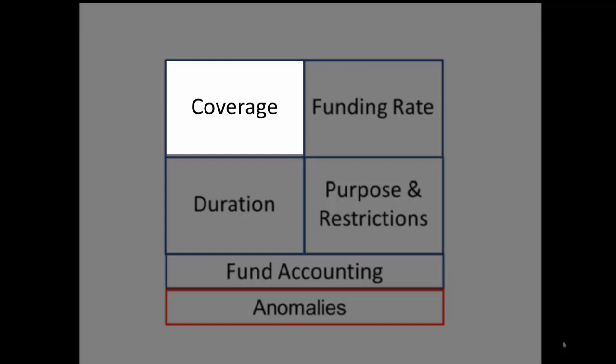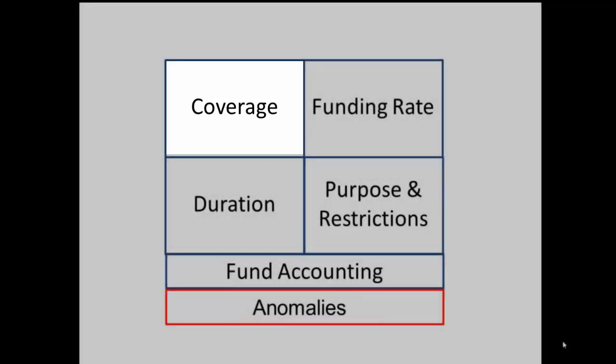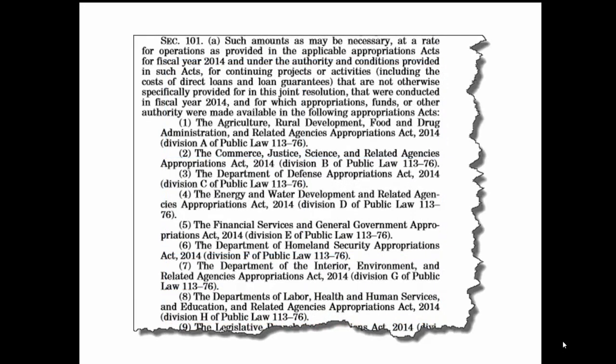However, since a CR is by design intended to provide funding to several, if not all, federal agencies, these tools are not in play. A CR needs a shorthand version, a roadmap, to fill this role. Section 101 fulfills this need. Let's see how it works in this sample language from a fiscal year 2015 CR. Section 101 lists projects or activities that were conducted in fiscal year 2014 and for which appropriations were made in a list of different acts.